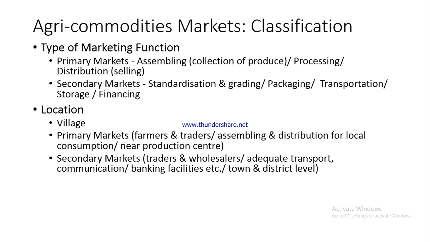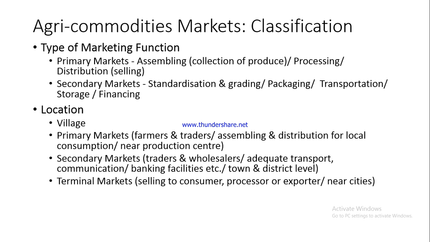So there would be significant differences between the primary and the secondary markets. Then we've got terminal markets. Now I hope you know what terminal means. Terminal means something which is located at the end. That is why we've got railway terminals, right? So what will happen in the terminal markets?